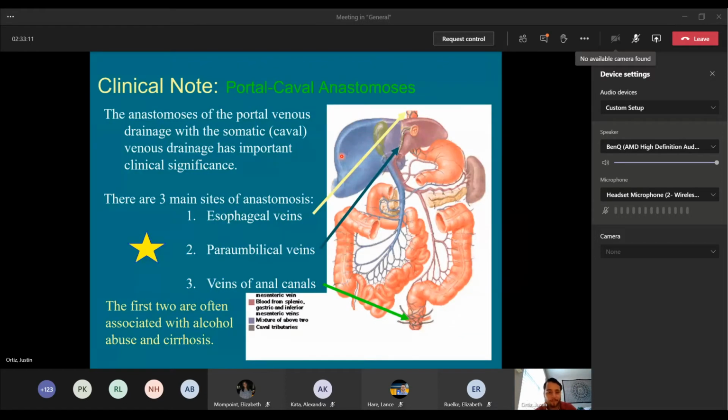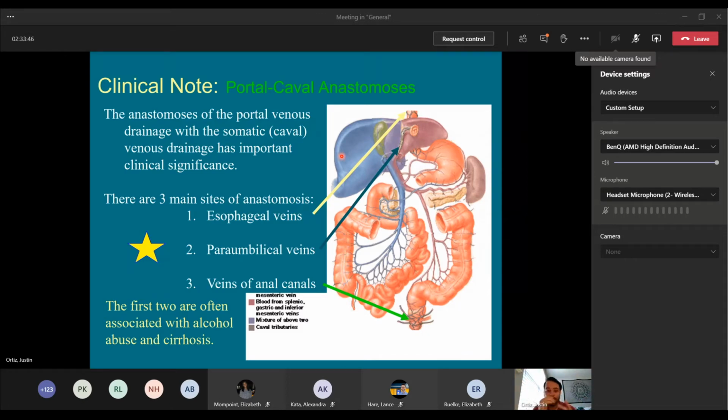Okay, and then lastly, these are just the three main sites of anastomoses. What he's saying here is that you have a portal and a caval anastomosis. What that means is that you have your portal vein, which connects to your liver, and caval just means your IVC. So we know your IVC gives a lot of branches, and your portal vein also gives a lot of branches. These branches from your portal vein and branches from your IVC are going to anastomose with each other. That's what they're talking about with the three main sites of anastomoses: the anastomoses between the branches of the portal vein and the branches of the IVC.